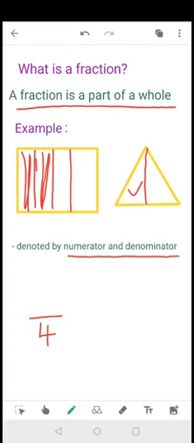Write 4. Numerator is the total number of shaded parts. How many parts are shaded? 2. So according to this square, our fraction is 2 upon 4.